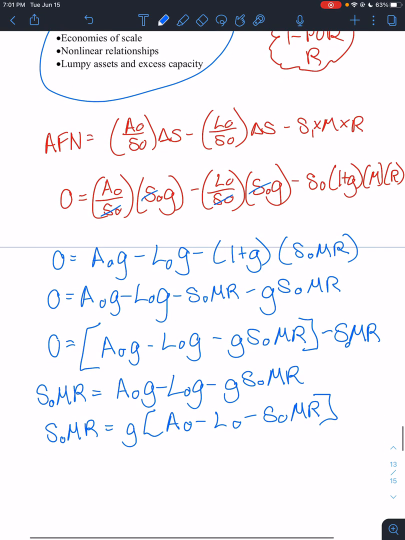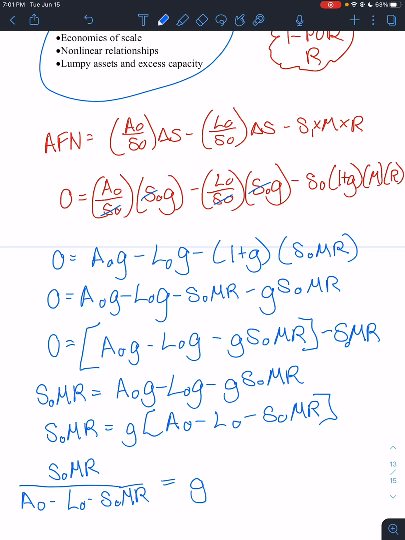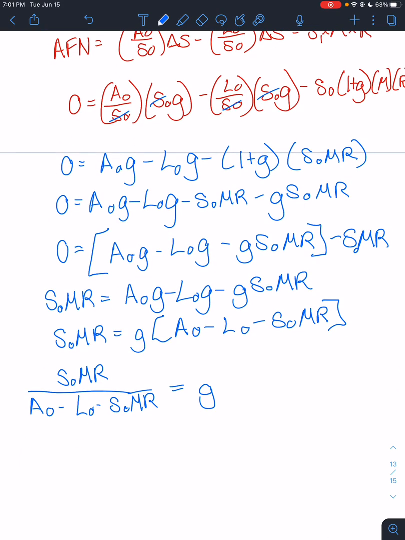And if I'm trying to find a self-supporting growth rate, guess what? I'm trying to find G. All right, so I'm going to divide each side by that thing in brackets. So A sub 0, L sub 0, S sub 0, MR equals our self-supporting growth rate of G. To make it look like what they had, I'll flip them around since we typically put the variable in isolation by itself on the left-hand side. And I'll replace that R with what they use in the textbook, 1 minus the payout.